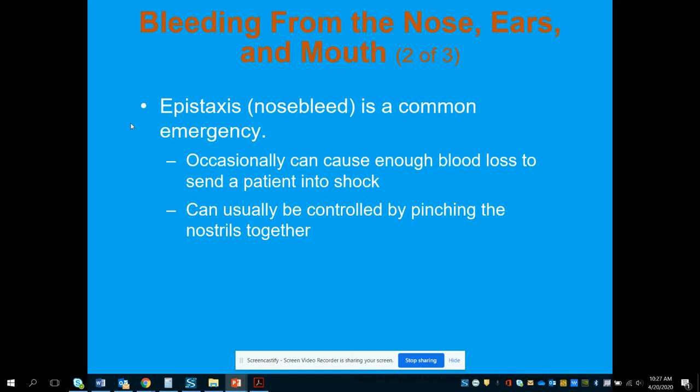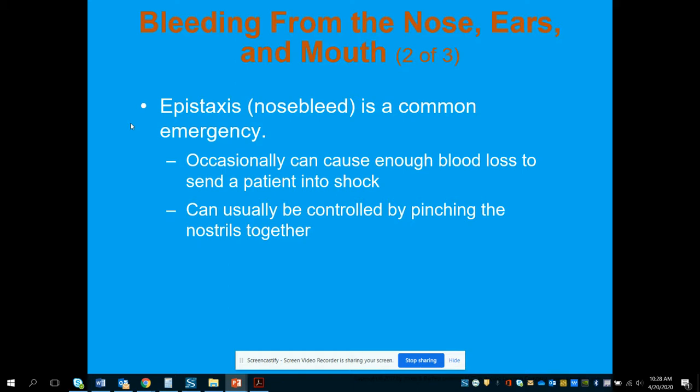First and foremost, we're going to pinch the nose at about the bridge of the nose and pinch those nostrils together. We're going to have the patient lean forward, not backwards. We don't want that blood to become an airway compromise by running down the back of the throat. And then we are going to potentially apply an ice pack or ice right over the bridge of the nose as well, while we're holding that pressure to help cause some vasoconstriction to the area.